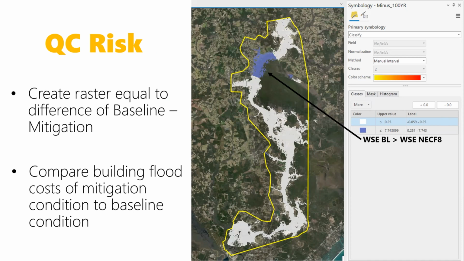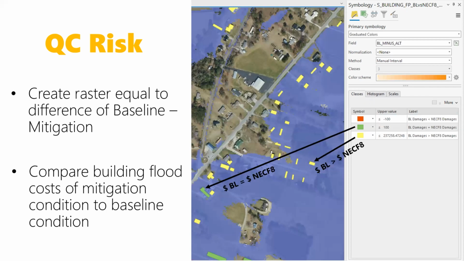So one way that we like to QC risk is narrowing down an area of interest. So here I have subtracted the mitigated water surface elevation from the baseline scenario's water surface elevation. And then I have an area where I can kind of hone in on where I'm expecting to see risk results. And these are the risk results that we're seeing.